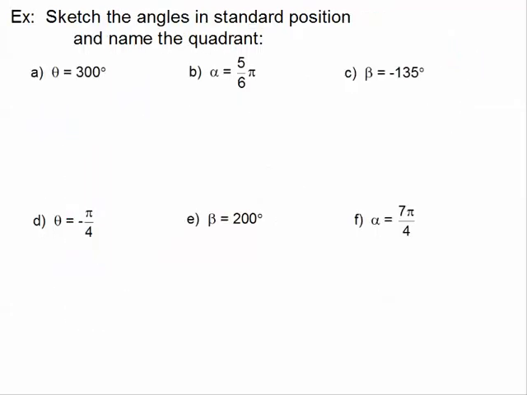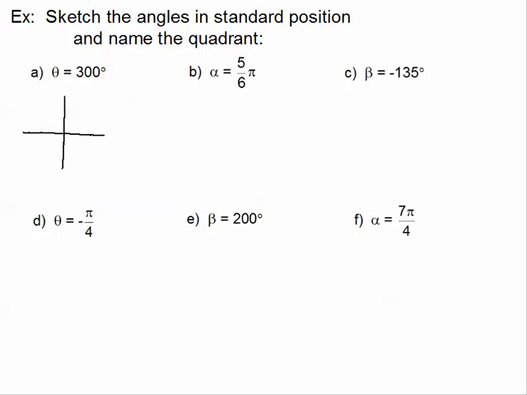I'd like to end the tutorial right here with these 6 problems. I'd like to graph each of these. 3 of them are measured in degrees, and 3 of them are measured in radians. So let's do that. These are just sketches, so I'm just going to do a quick little set of axes here. The first one is measured in degrees, and we're talking about 300 degrees.